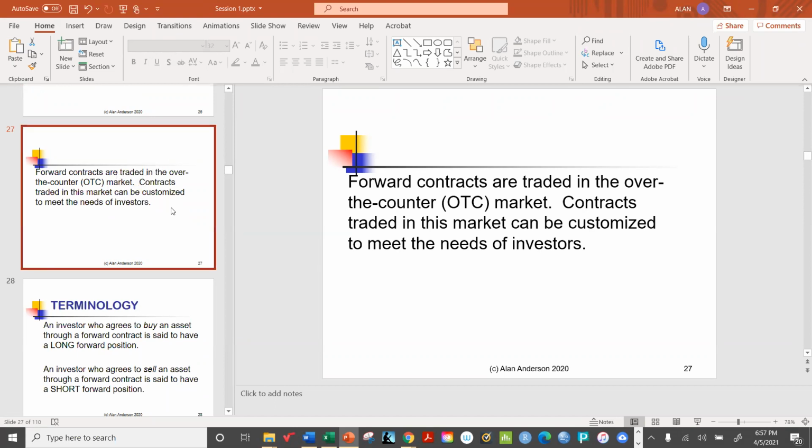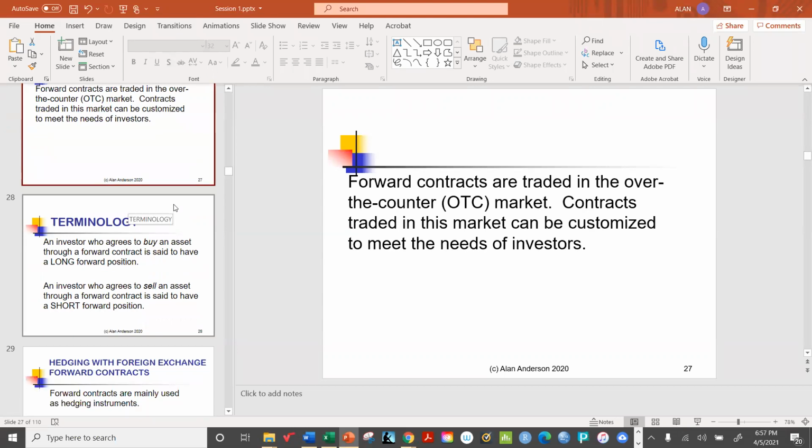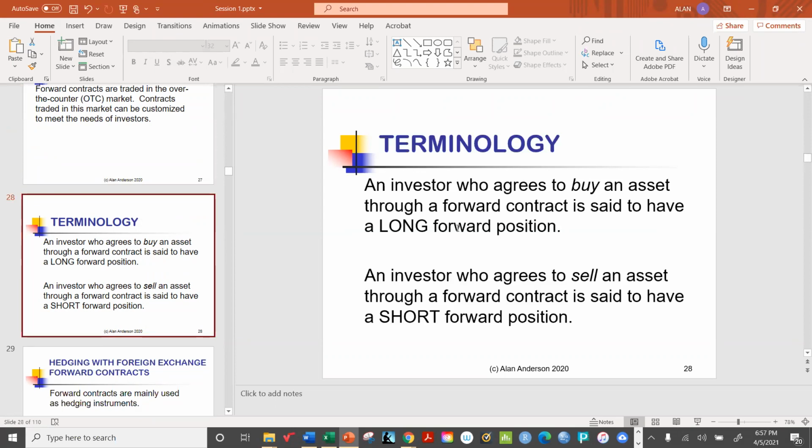Now, by the way, here's an important piece of terminology that we need to understand before we go any further. You do have the ability with these contracts to either buy or sell the underlying asset. So if you're the buyer, you're said to have a long forward position.